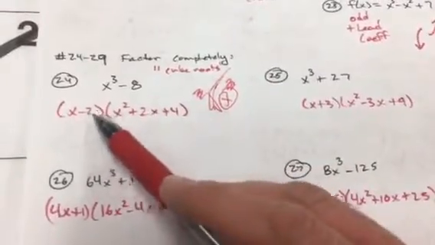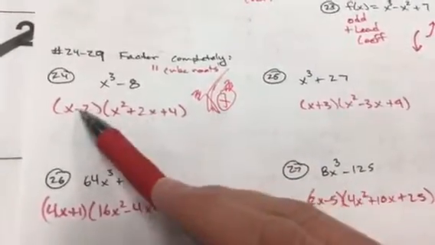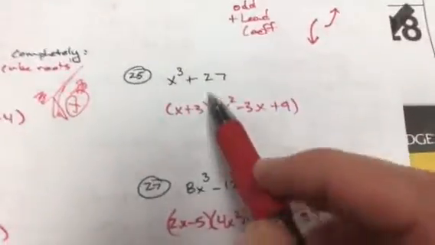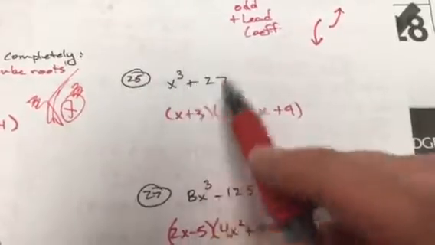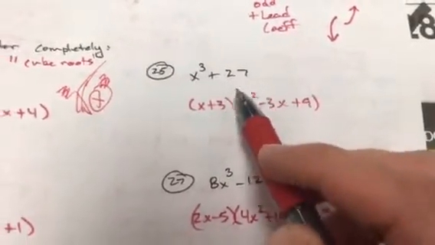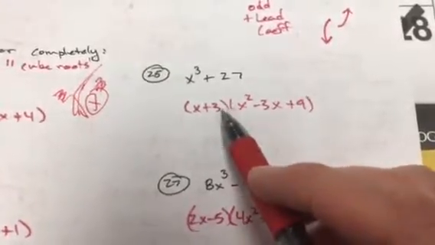Then you take the inner product. 2 times x gives you 2x, and then you always square the last term. All right, and that's it. Again, take the cube root of x to the third. It's just x. Same sign, plus. Take the cube root of 27. 3 times 3 times 3 is 27, so plus 3.